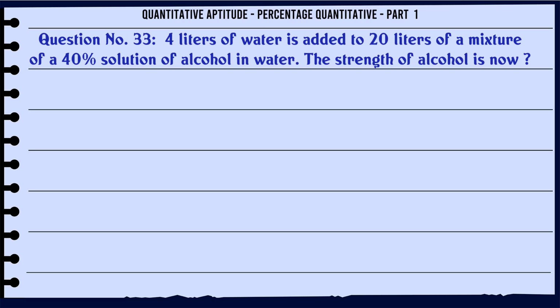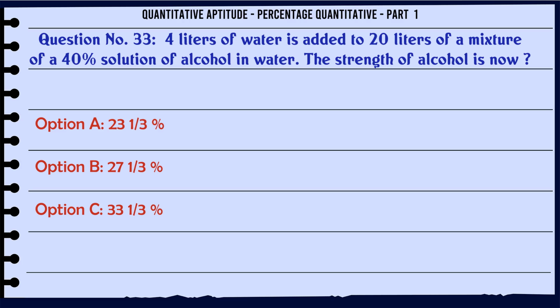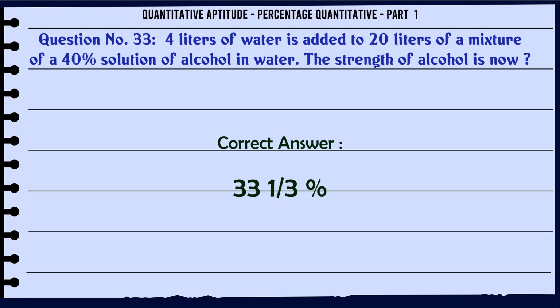4 liters of water is added to 20 liters of a mixture of a 40% solution of alcohol in water. The strength of alcohol is now A. 23 1/3%, B. 27 1/3%, C. 33 1/3%, D. 37 1/3%. The correct answer is 33 1/3%.